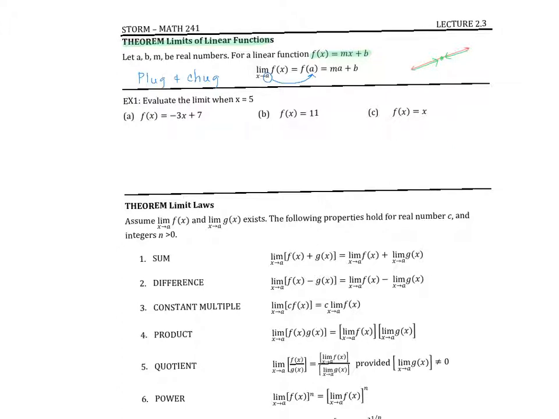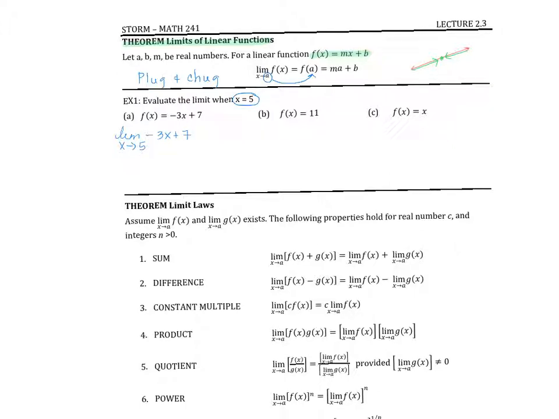In example 1, part A, we have f of x is equal to negative 3x plus 7. So if I was to evaluate that limit, here what we're approaching is x is equal to 5. So as x goes to 5, now I'm not going to put in f of x. I'm going to write down explicitly what my function is, so negative 3x plus 7.